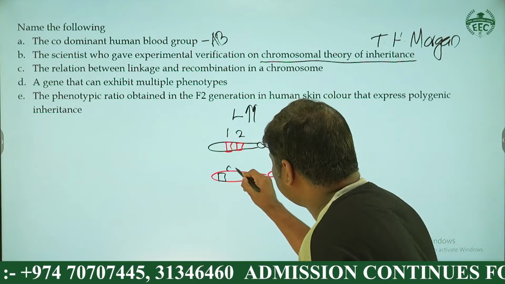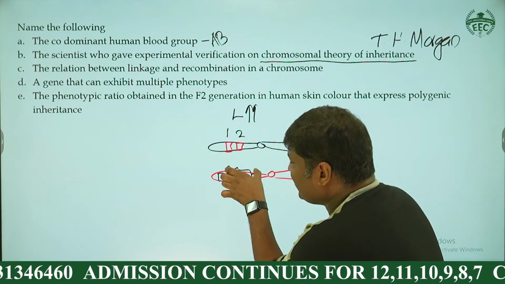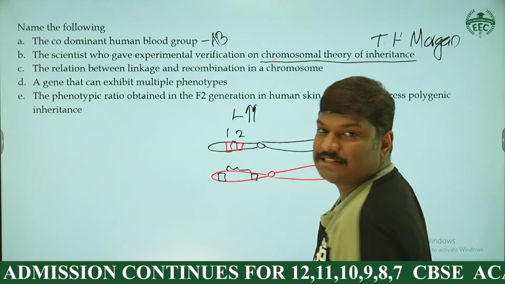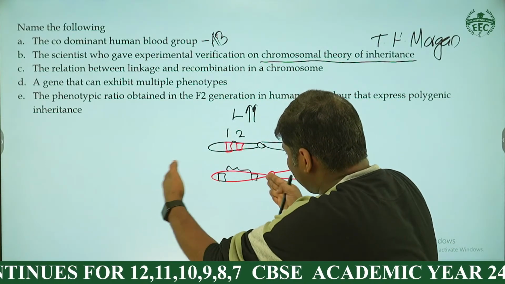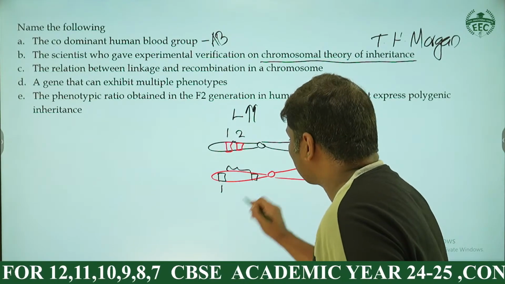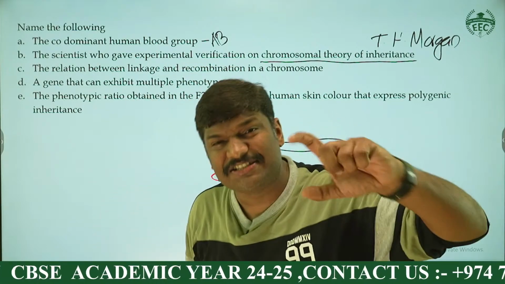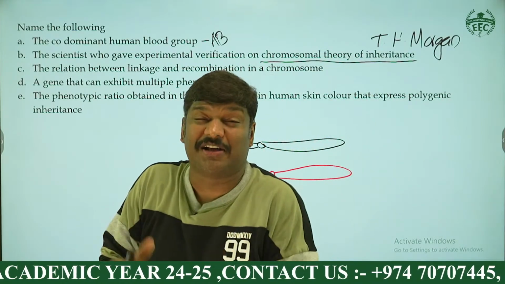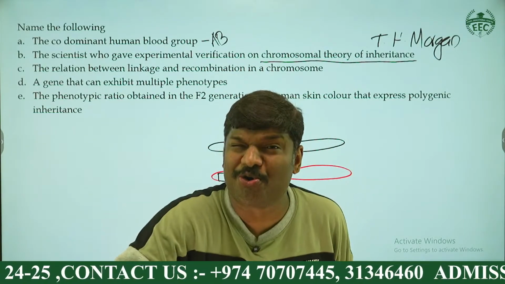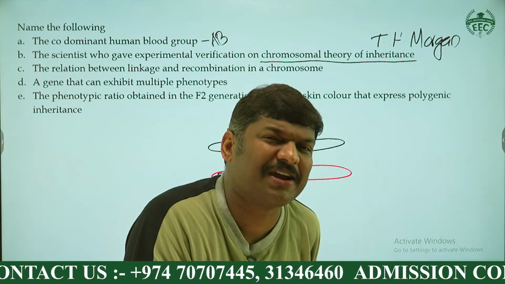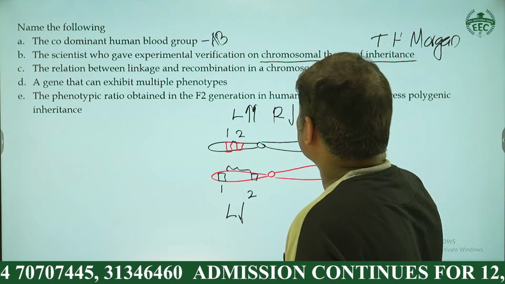So the distance between these two genes is comparatively more than in the first case. Here the distance is less, which means they are closely linked, and here they are located away from each other. So in the first chromosome the linkage is more, and in the second the linkage is less. If the genes are closely linked, the chance for producing new combinations, or recombination, is less. So when linkage increases, recombination decreases.